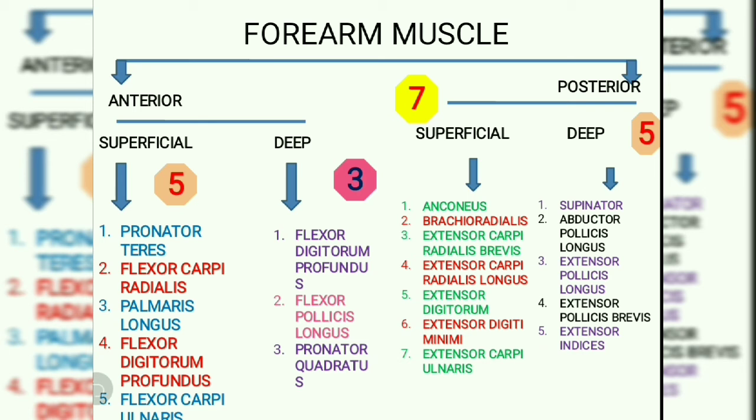Next, under the posterior compartment of the forearm, there are 5 deep muscles: supinator, abductor pollicis longus, extensor pollicis longus, extensor pollicis brevis and extensor indicis.